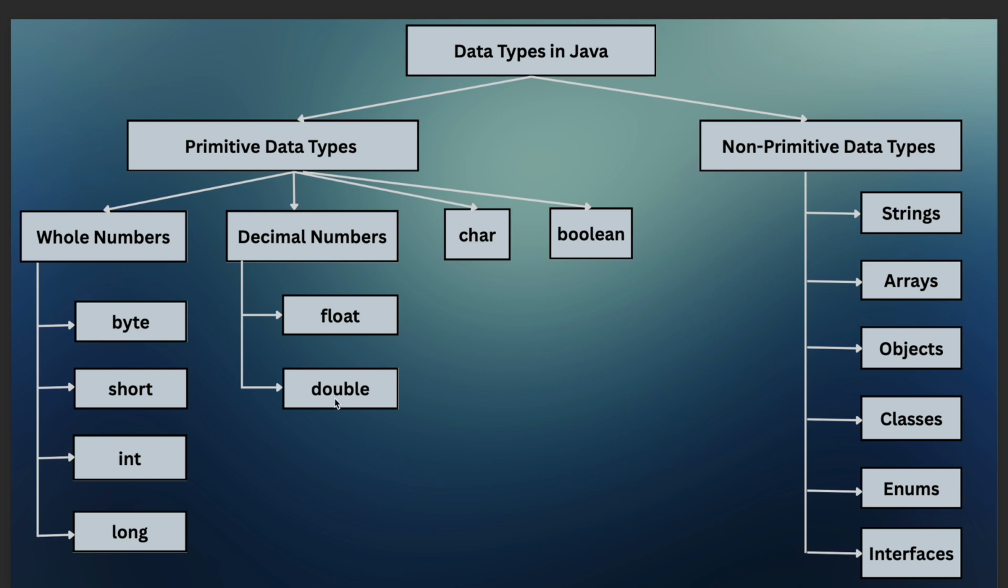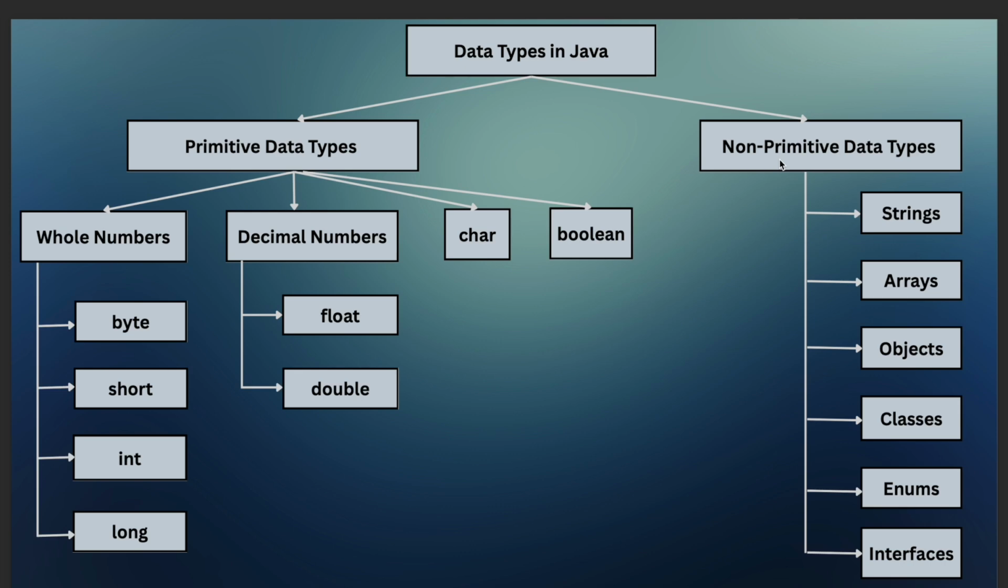Float and double are used for fractional values like 3.14 or 95.5. Char is used for a single character or symbol like A or rupees. Boolean is used for true or false values. Now, what about non-primitive data types?